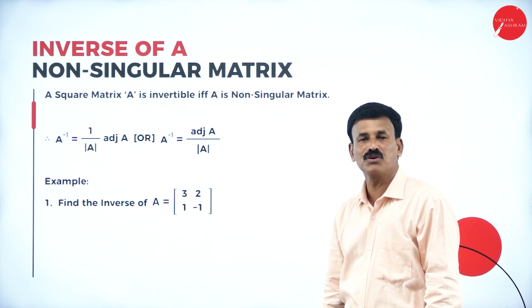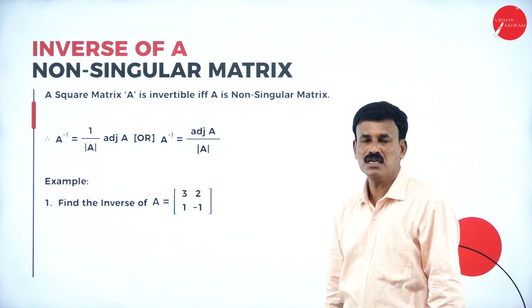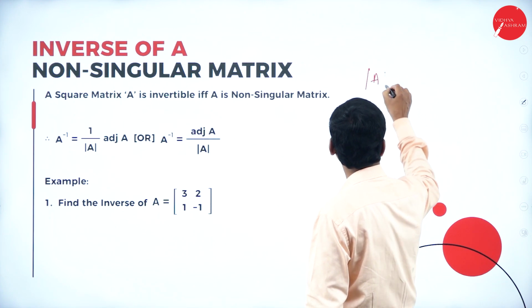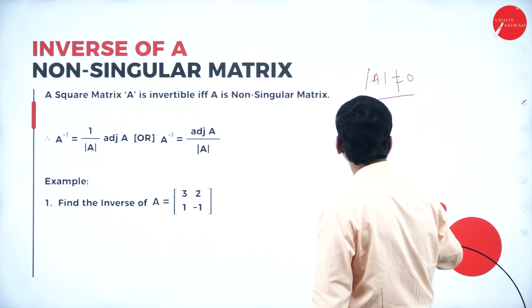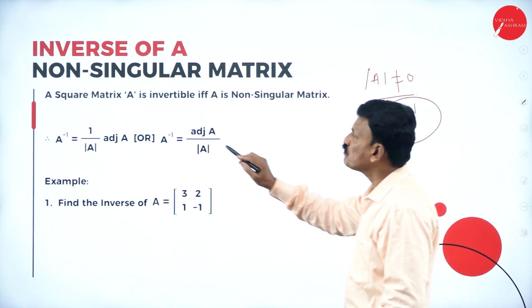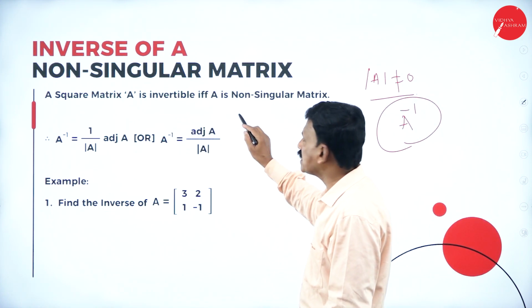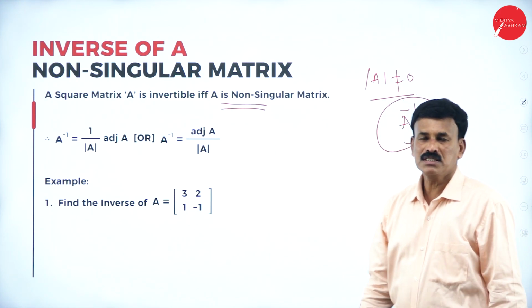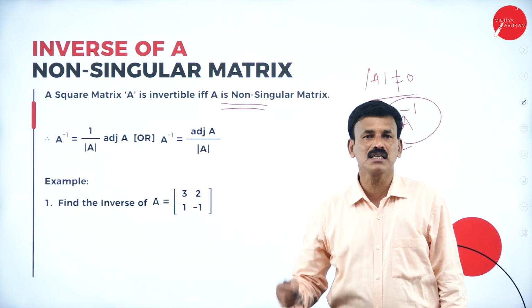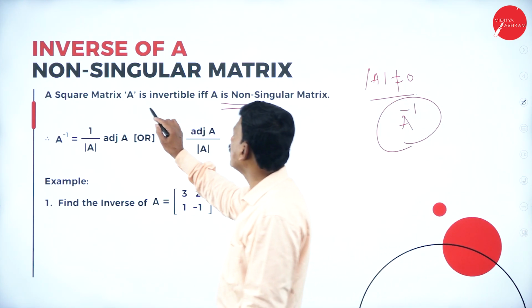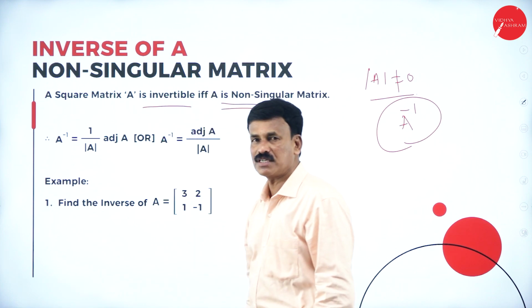Inverse exists if and only if it is non-singular. Non-singular means determinant of A is not equal to 0. If determinant A is not equal to 0, then only the inverse exists and it is denoted as A inverse. So a square matrix A is invertible if and only if A is a non-singular matrix. If and only if A is a non-singular matrix, then only the inverse exists, and A is called an invertible matrix.